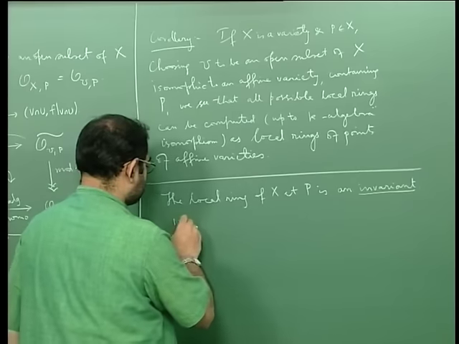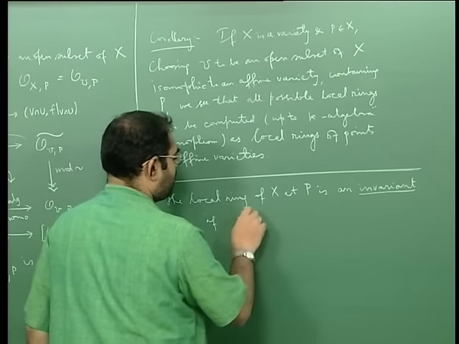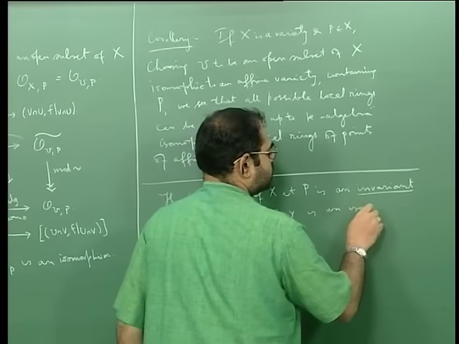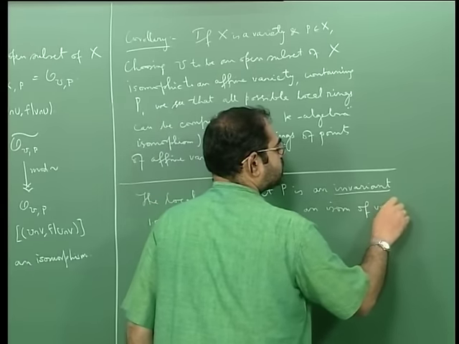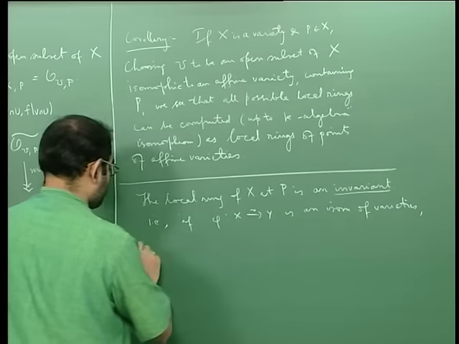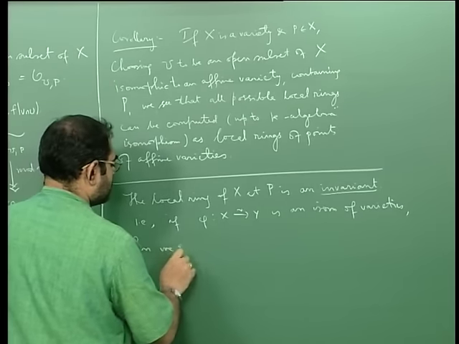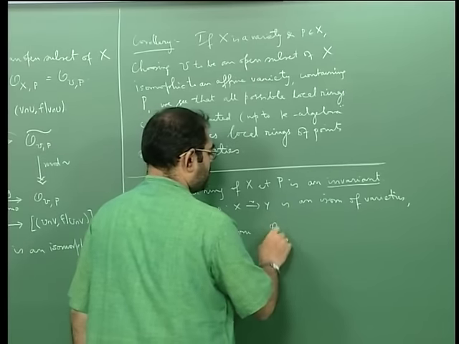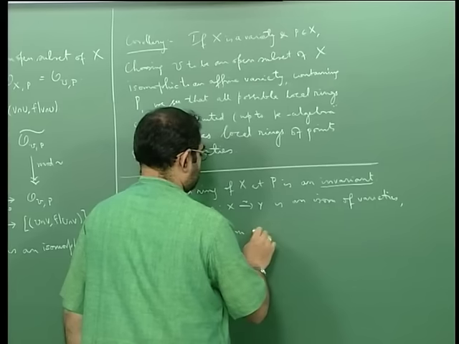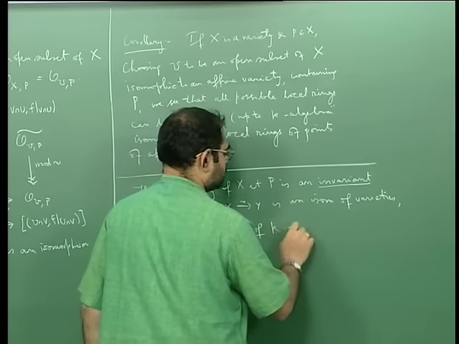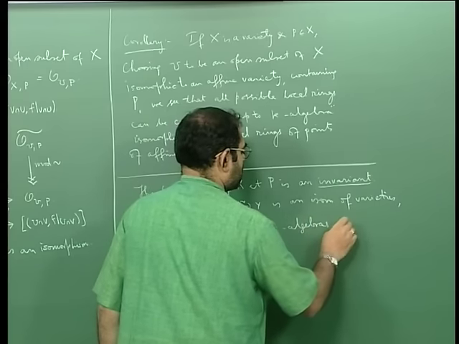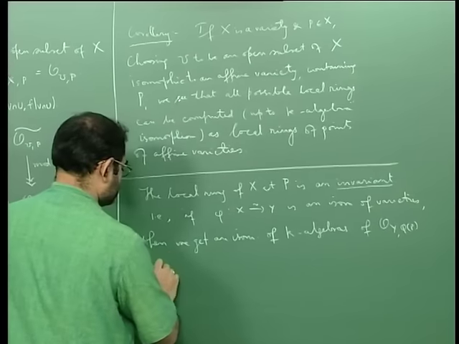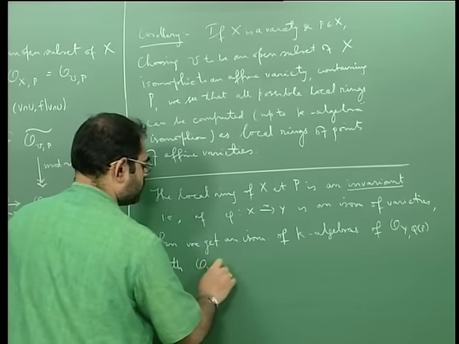That is, if phi from x to y is an isomorphism of varieties, then we get an isomorphism of k-algebras of O_{y, phi(p)} with O_{x, p}.